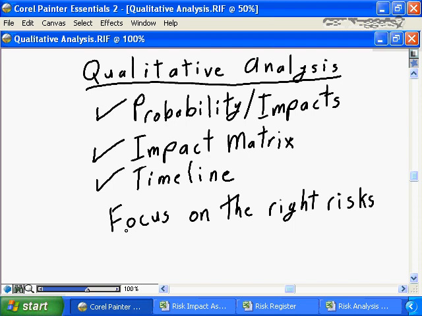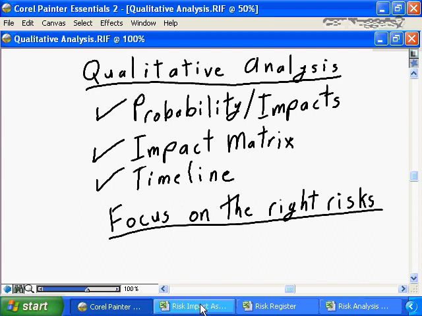You need to ensure that you're focusing on the right risks. You need to ensure that the risks that are going to impact your project in the near future are receiving your attention, and the risks that are going to impact your project in the future are on a brought forward list, and that the low priority, low impact risks are on a casual watch list or possibly even an ignore list. So how do we go about doing all of that?